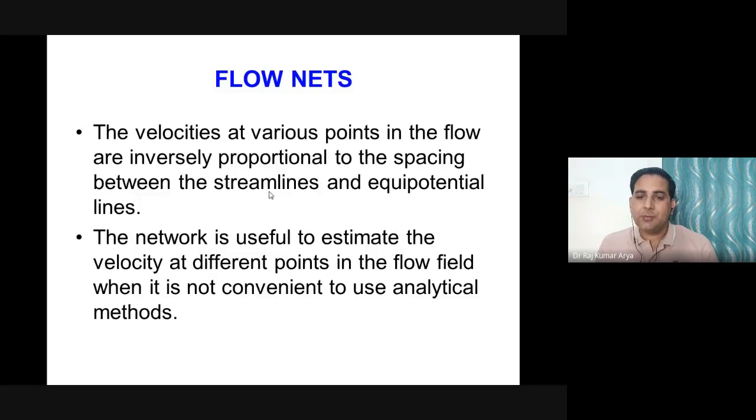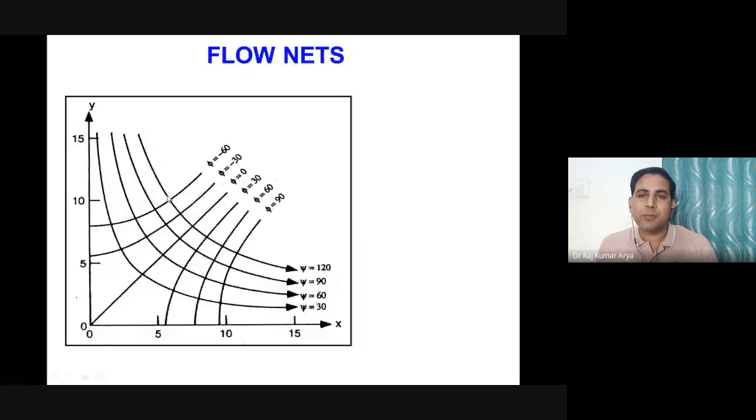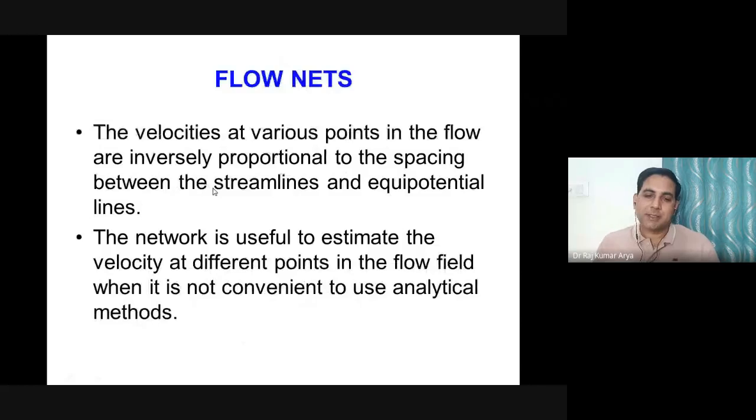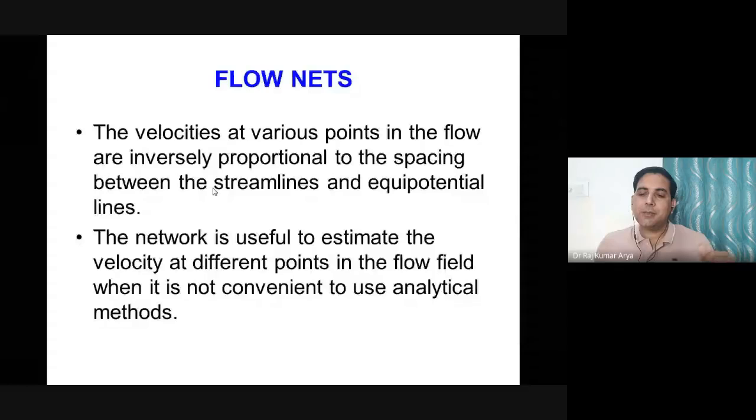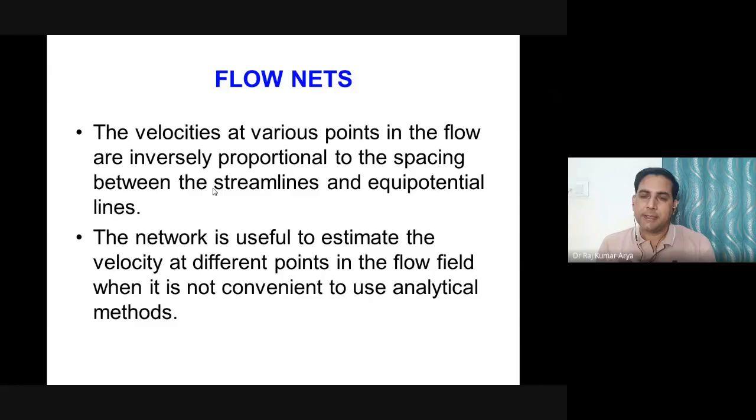Now let's see what is mentioned for the flow net. The previous part is the flow net. How would this flow net be useful? Can you think of something from these lines? First, velocity at various points in a flow is inversely proportional to the spacing between the streamlines and equipotential lines. What does it mean actually? Can you recall something from here?